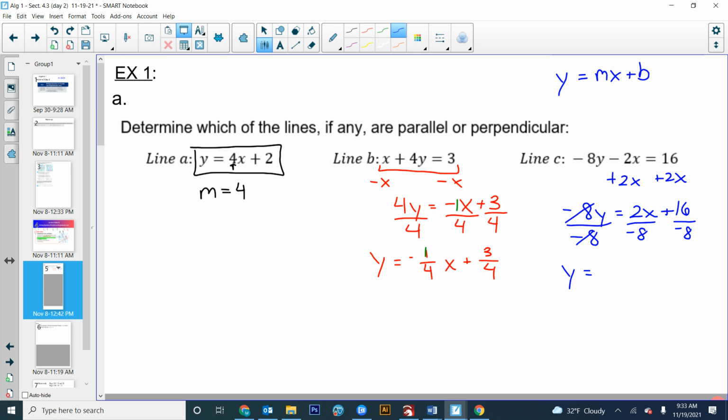Gavin, what'd you get for the x term? What does that reduce to? Would it be negative 4? Does 8 go into 2 4 times? No. So what would it be?